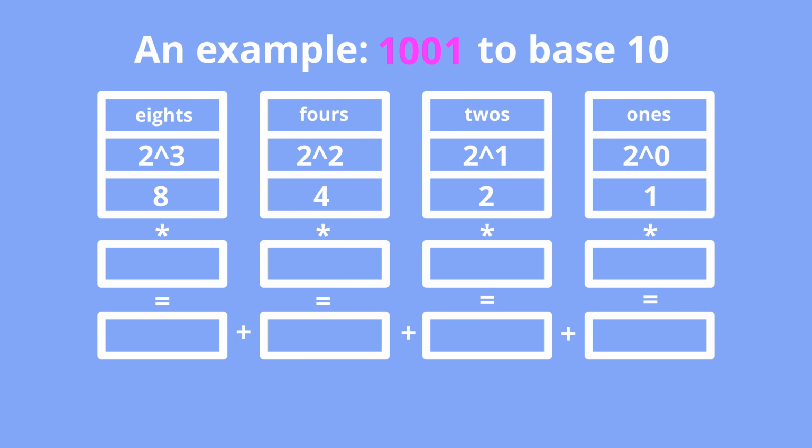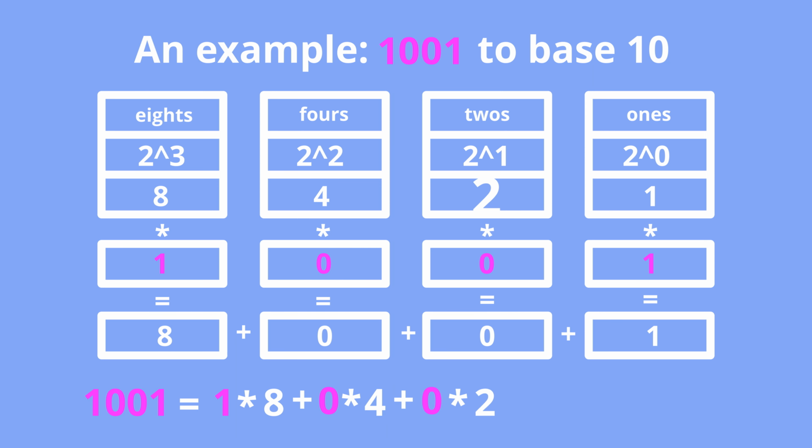Let's, for example, convert 1001 from the base 2 number system to the base 10 number system. First, we arrange from right to left all digits in corresponding positions. Then, we multiply digits by the weights of corresponding positions and sum up intermediate results. So 1001 equals 1 times 8 plus 0 times 4 plus 0 times 2 plus 1 times 1 and equals 9.